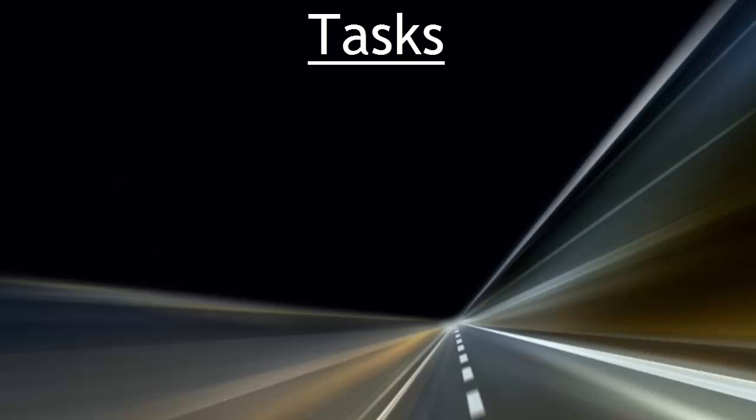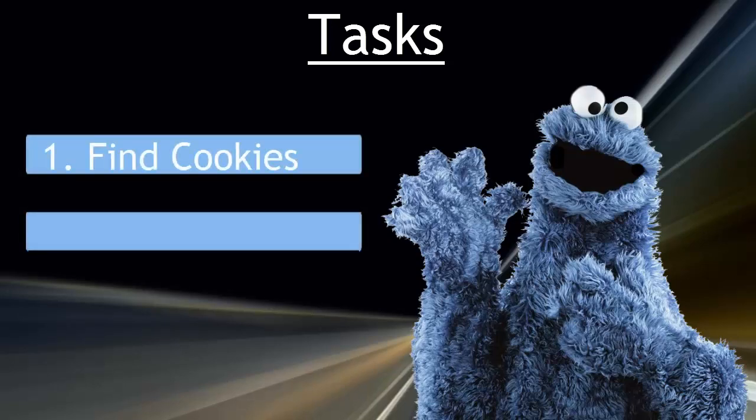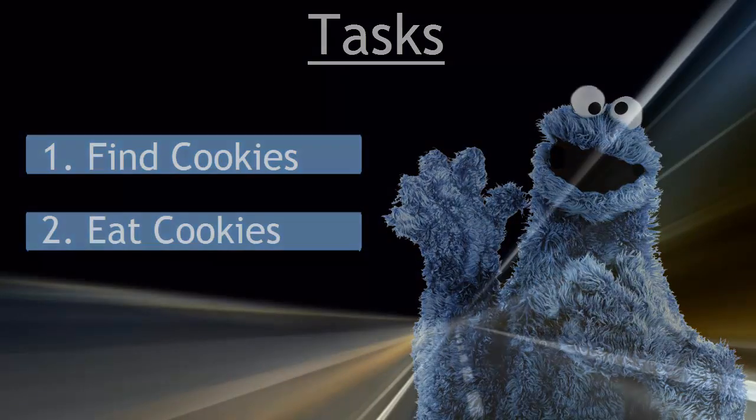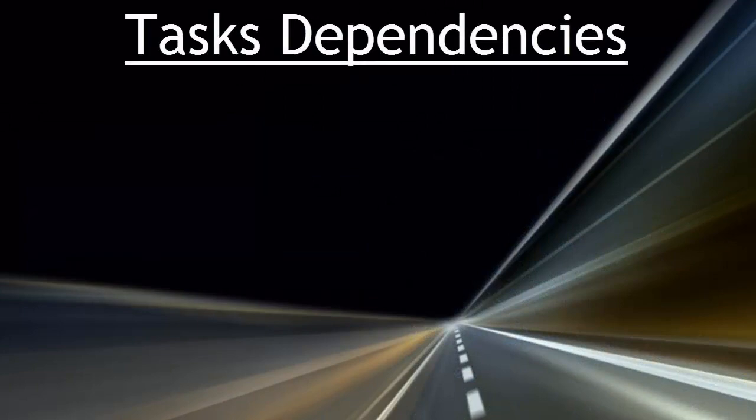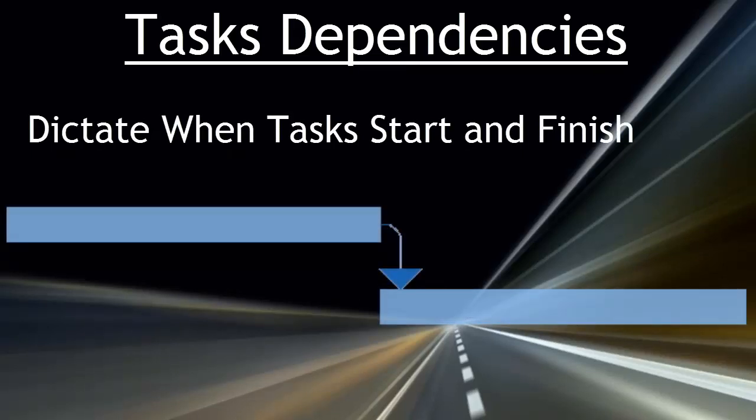For example, if the PM, Cookie Monster, made a schedule, it would probably be composed of two main tasks. 1. Find cookies. 2. Eat cookies. Task dependencies. Task dependencies dictate when tasks start and finish. Dependencies or links are represented by arrows between tasks.